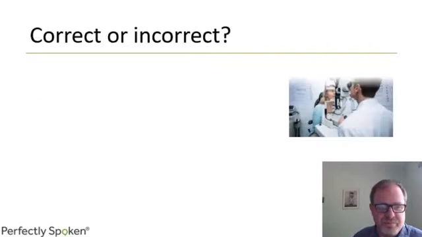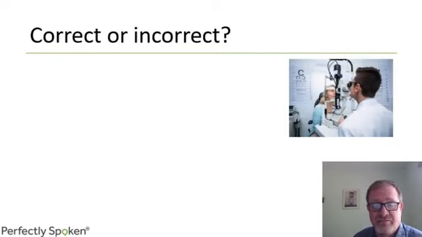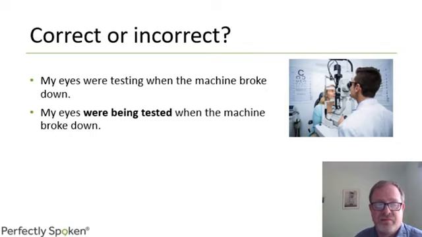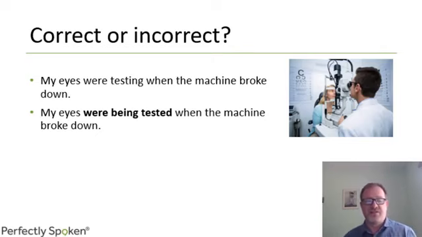Okay. Correct or incorrect? The woman who's at the opticians here, an eye test. My eyes were testing when the machine broke down. Well, your eyes didn't test anything. It was the optician who was testing your eyes. So this should be a passive structure. So it's past continuous. My eyes were, it was or were, in this case were because eyes is plural. My eyes were being, and then the participle tested, when the machine broke down. My eyes were being tested when the machine broke down.